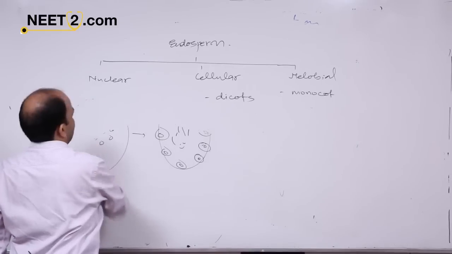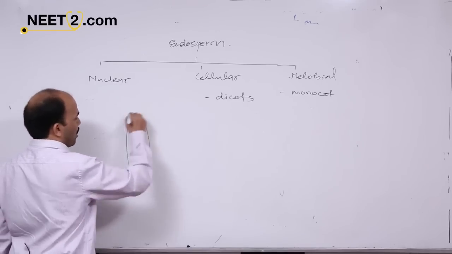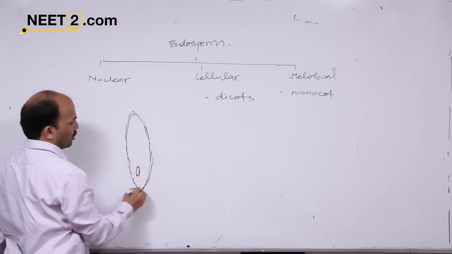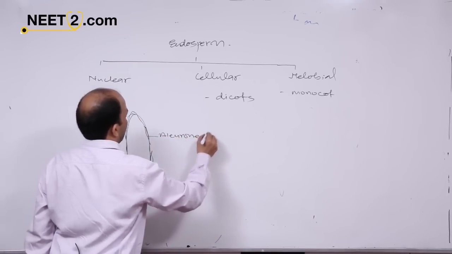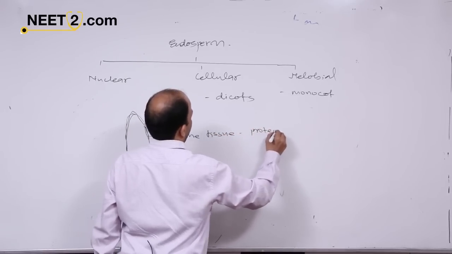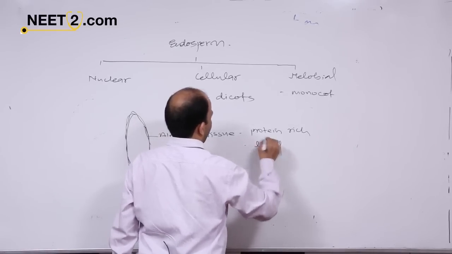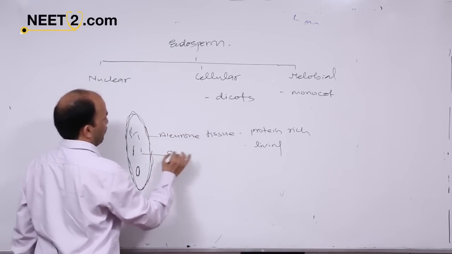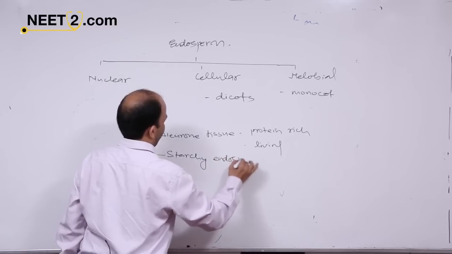In case of grains like rice, wheat, whatsoever, the outermost layer of endosperm is called aleurone tissue. This aleurone tissue is protein rich and living, right? And that surrounds the starchy endosperm.